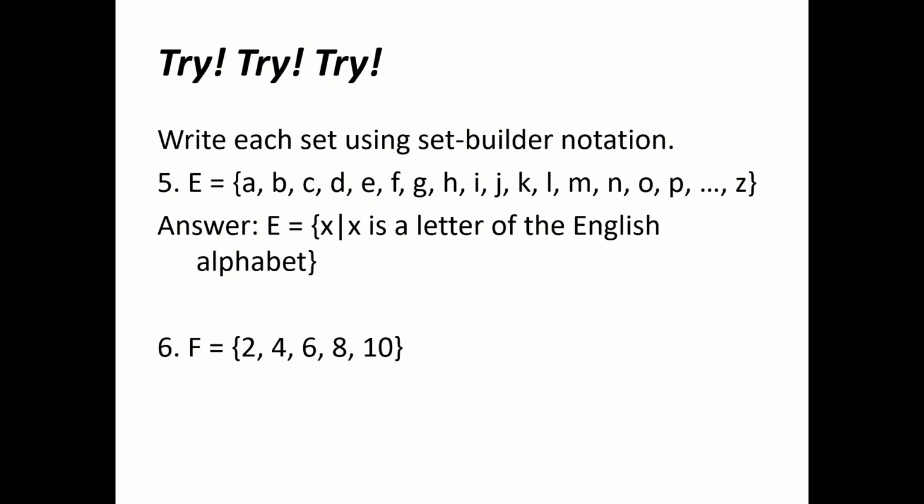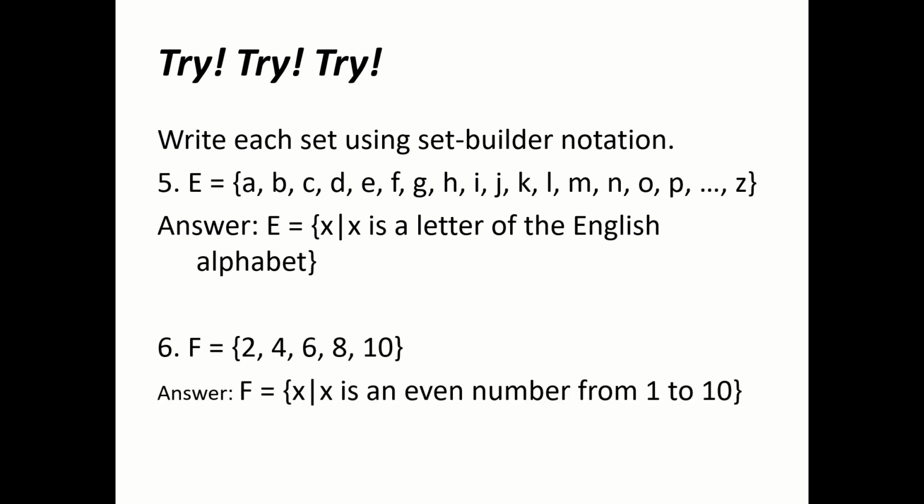Number 6. Set F containing the elements 2, 4, 6, 8, and 10. So how do we write this in set builder notation? We just use x such that x. And if you notice, these are even numbers from 1 to 10. So we say x such that x is an even number from 1 to 10.